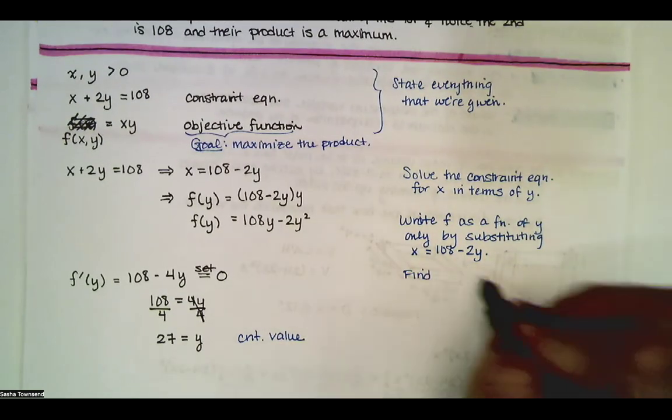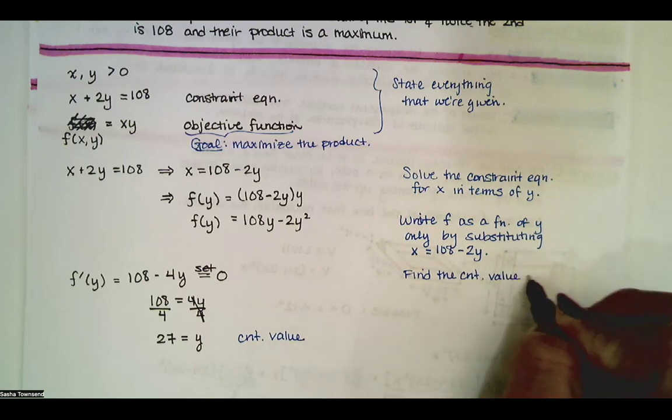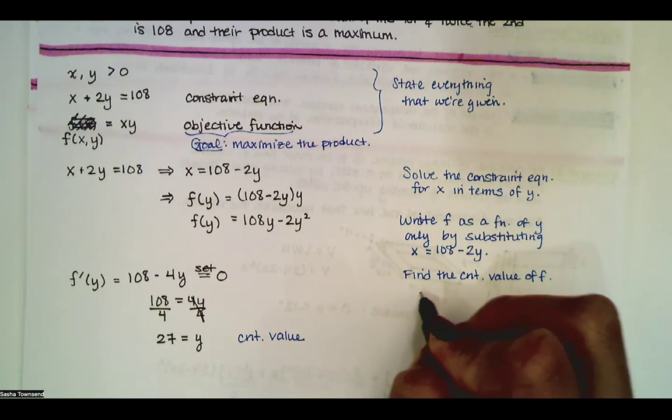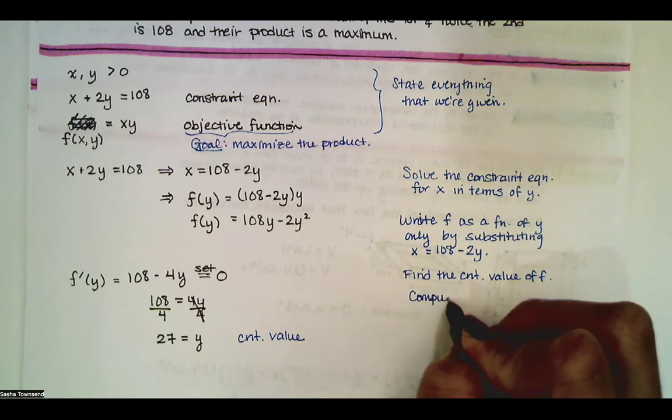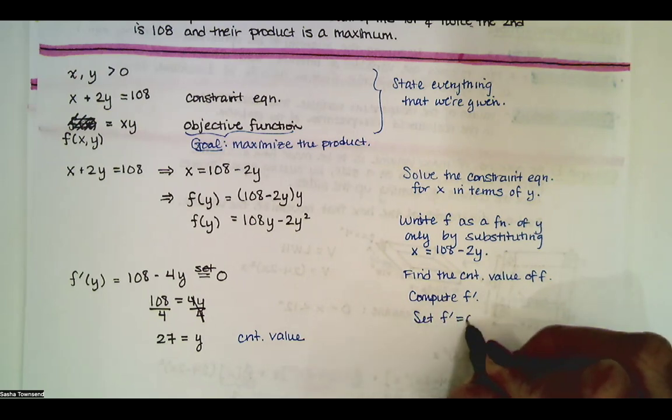Well, let's write down what we did. We find the critical values of F by computing F prime, setting F prime equal to 0 and solving for Y.